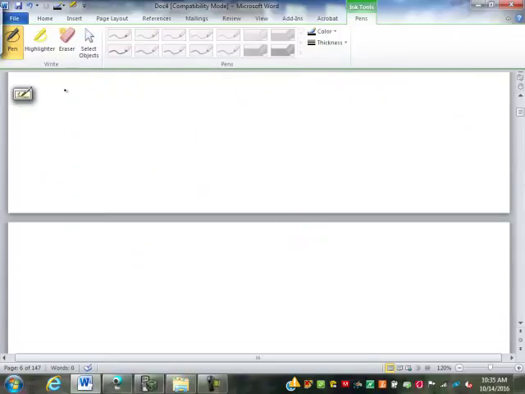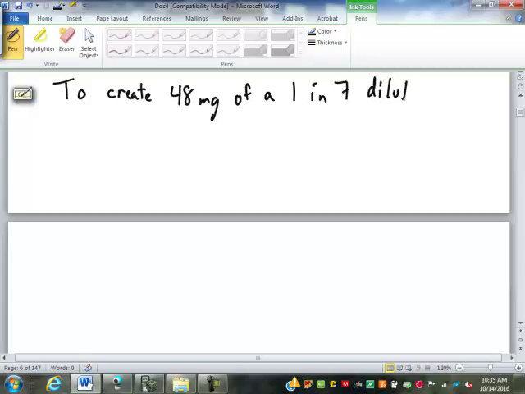So let's say I'm asked a slightly different question. To create 48 milligrams of a 1 in 7 dilution. Actually, not 1 in 7, sorry. We'll go 1 in 6 to make it easier on us. So to create 48 milligrams of a 1 in 6 dilution, how much NS should be used?